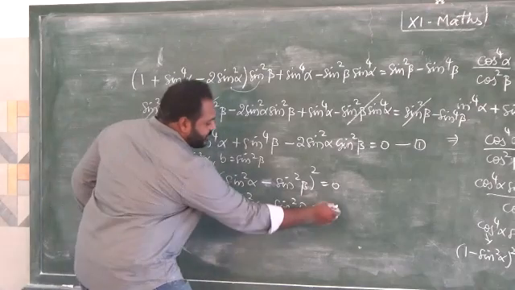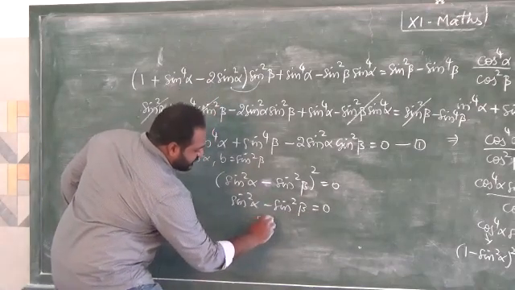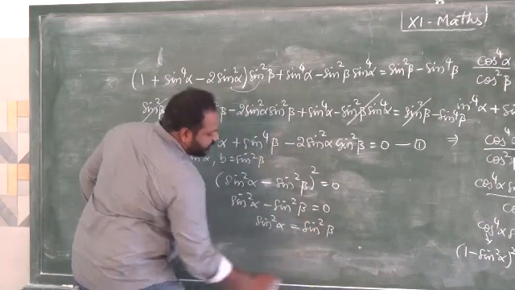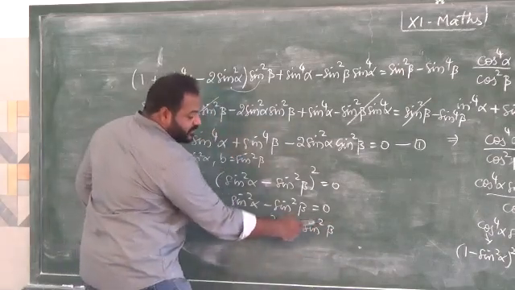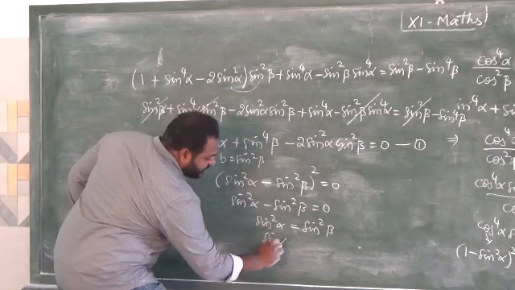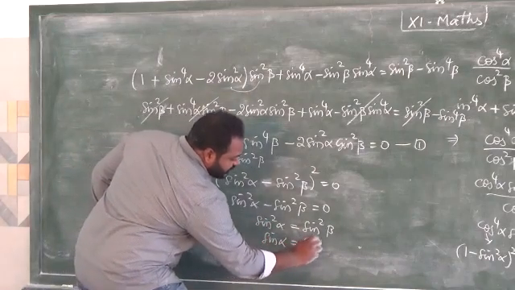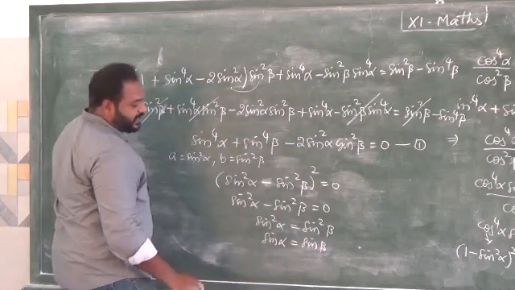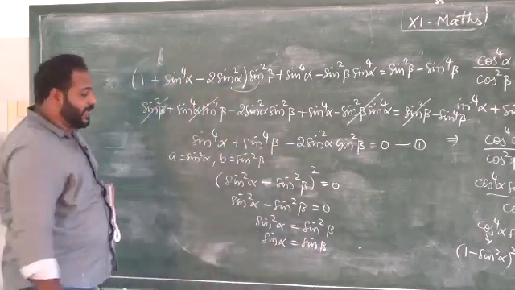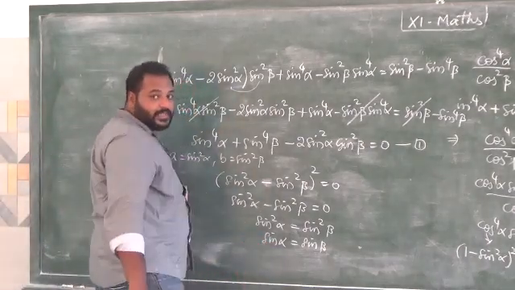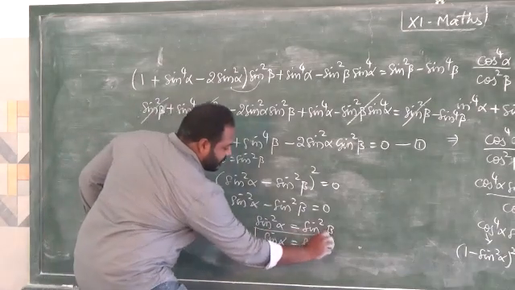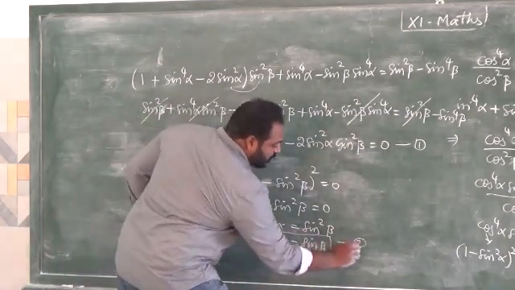So if you carry this side, sin square alpha equal to sin square beta, we can remove this power 2 both sides. So it will be sin alpha equal to sin beta. So here we can understand that alpha and beta both are equal angles. This is one result. Take this one result as 2.